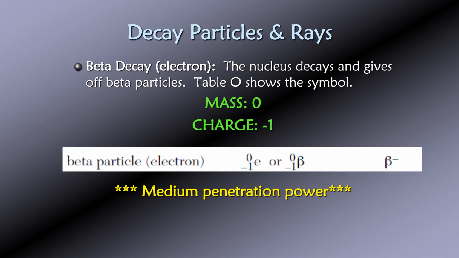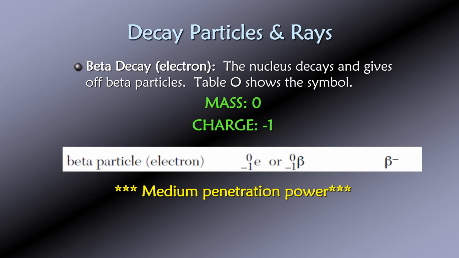And then we have the beta decay, which has a mass of 0 and a charge of -1, just like an electron. Remember from the atomic concepts chapter, electrons have no mass and a charge of -1, which is why a beta particle can either be represented by that small b, or with an e for an electron. And beta particles have medium penetration power, which means they can get through some things, but they cannot pass through other things.